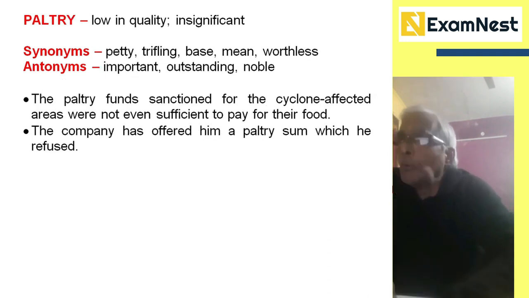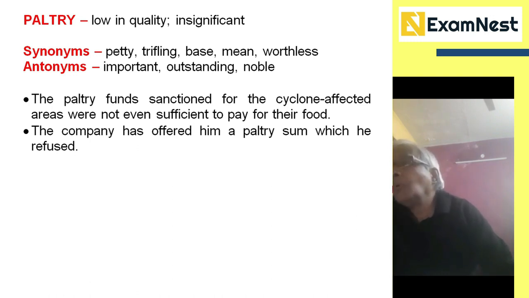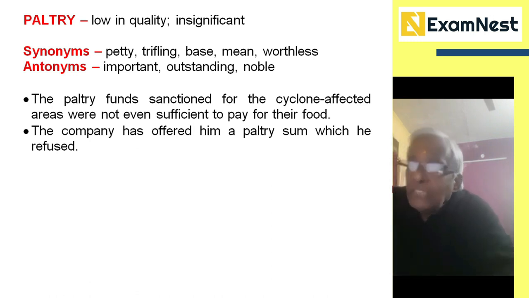Look at the next word, poultry. Something which is poultry is low in quality, insignificant, unimportant, petty, trifling, base, mean, worthless, trinket, insignificant, inconsequential, negligible, nugatory, N-U-G-A-T-O-R-Y, nugatory, worthless, trivial, bauble, B-A-U-B-L-E, bauble, trinket. These are the synonyms. The antonyms would be something which is important, valuable, significant, outstanding, noble, superior.